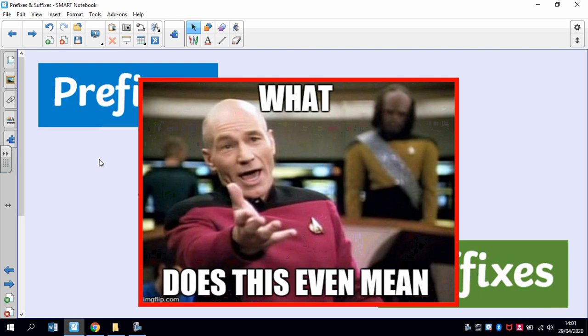It's quite hard to say. Prefixes and suffixes, what they are and what they do. And by the end of it, you'll be able to practice recognizing them and using them in your writing, because they're actually very important to everyday writing.